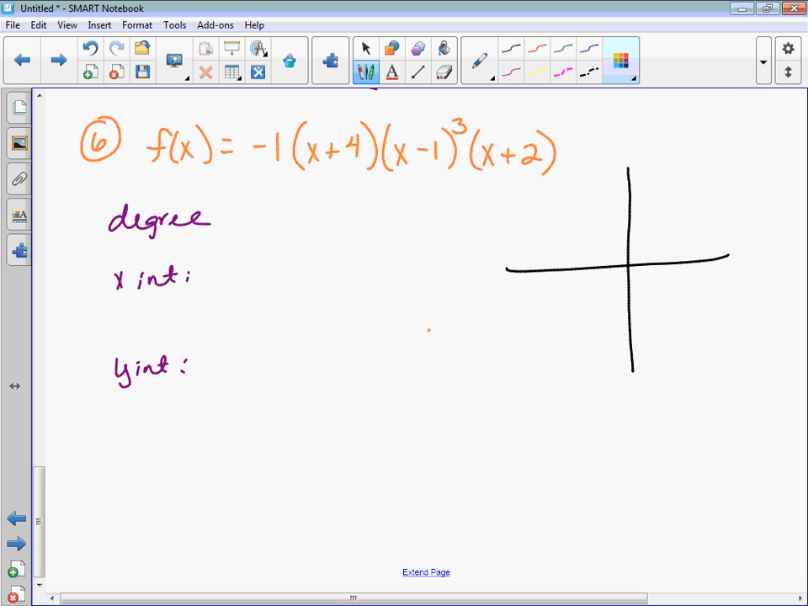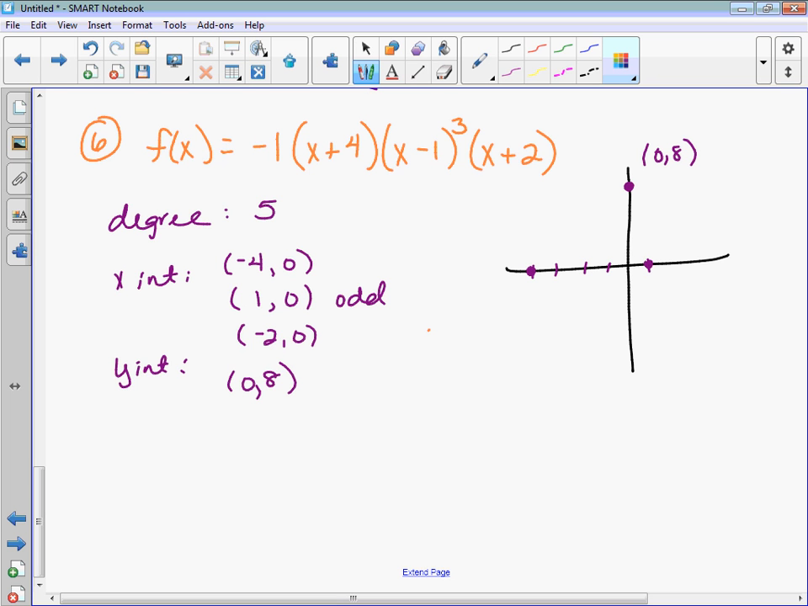All right, guys. What's the degree? 5. Okay. But calm down. X-intercepts, I've got -4, 1, which has odd multiplicity, and -2. All right, y-intercept. 0, what? 8, yes. All right, so let's plot these points. 0, 8. 1, -2.